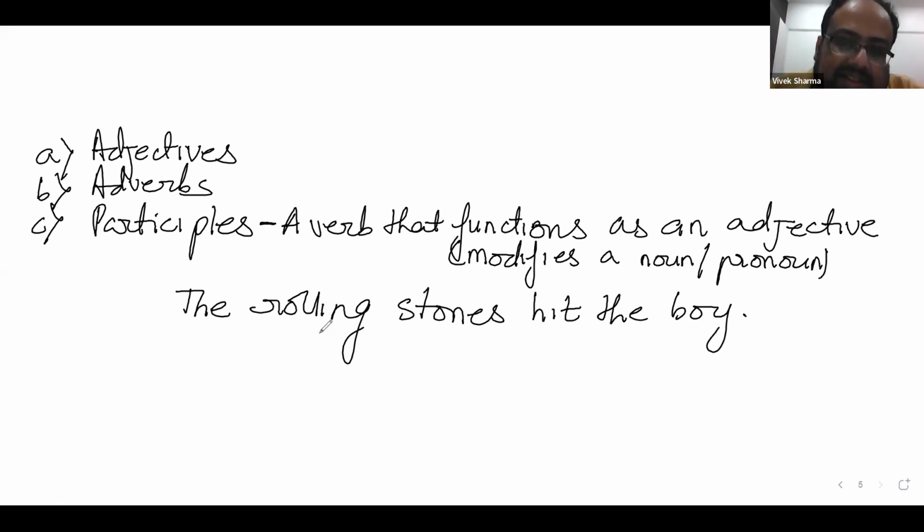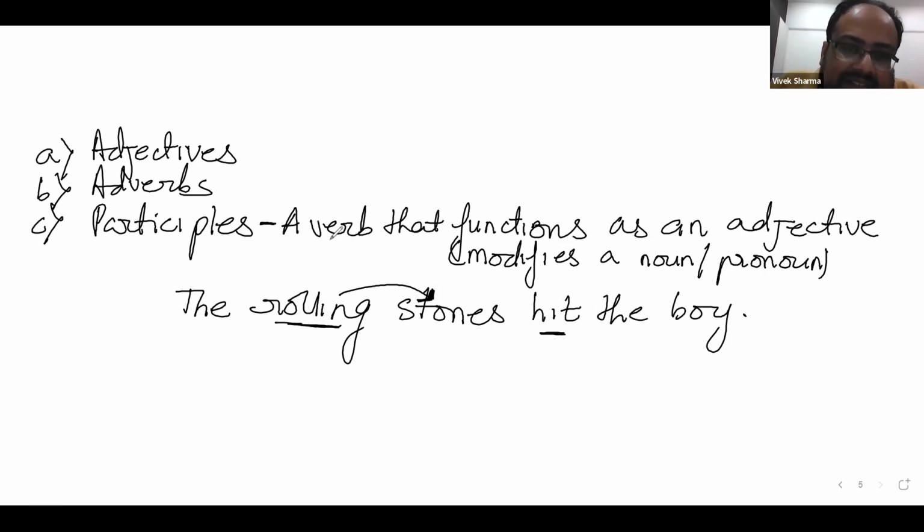If I look at this sentence, there are two verbs in this sentence. One verb is rolling. The other verb is hit. Out of these two, the one that modifies a noun or a pronoun is the word rolling. Why? Because rolling tells us which stones hit the boy. So if I ask myself, which stones hit the boy? The answer is the rolling stones hit the boy.